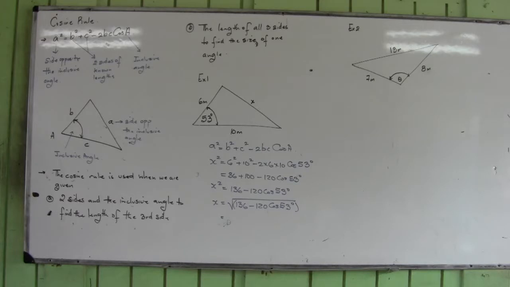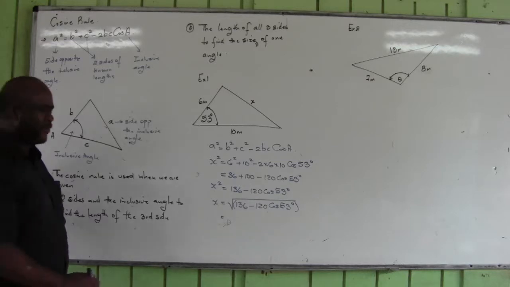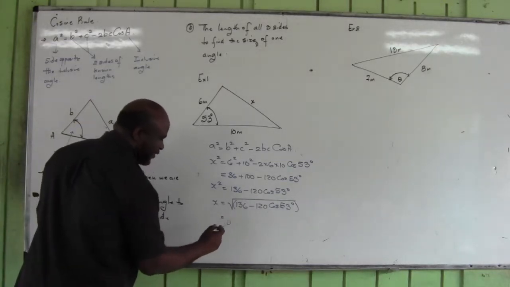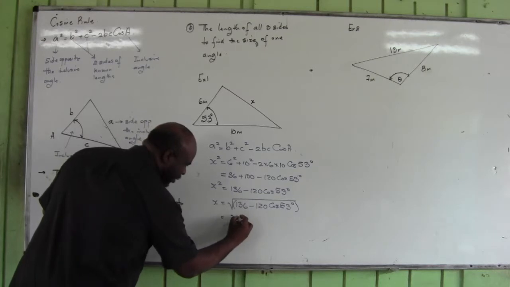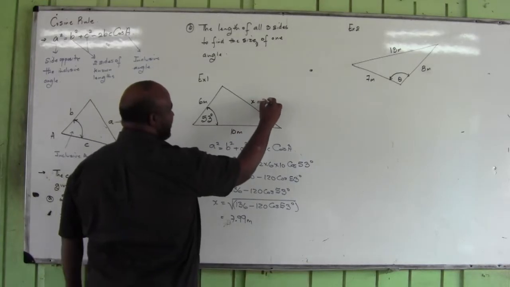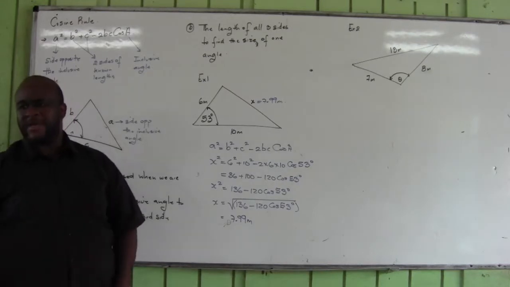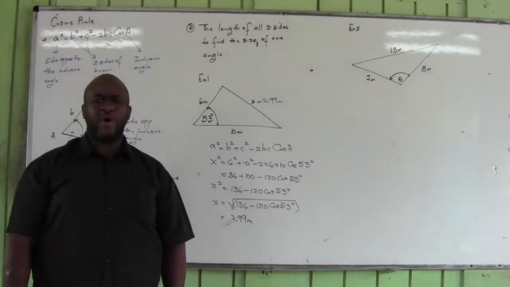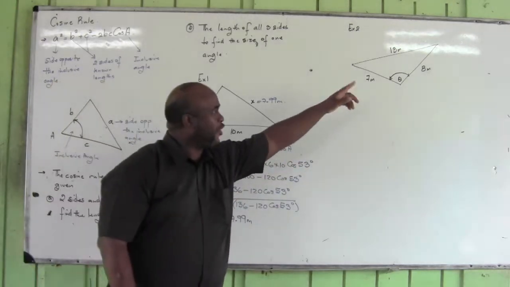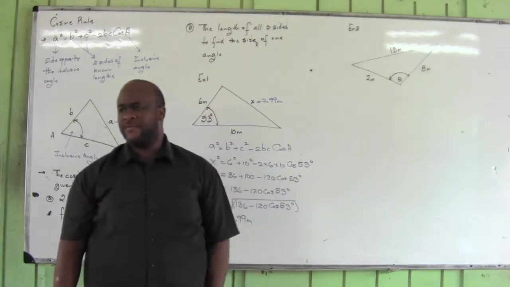What did you get? 7.98. So it's approximately 7.98? 7.99? Yes. 7.99 meters. The length of this side is 7.99 meters. Ladies and gentlemen, the cosine rule is also used when you're given the length of all three sides and you wish to find the size of one angle.